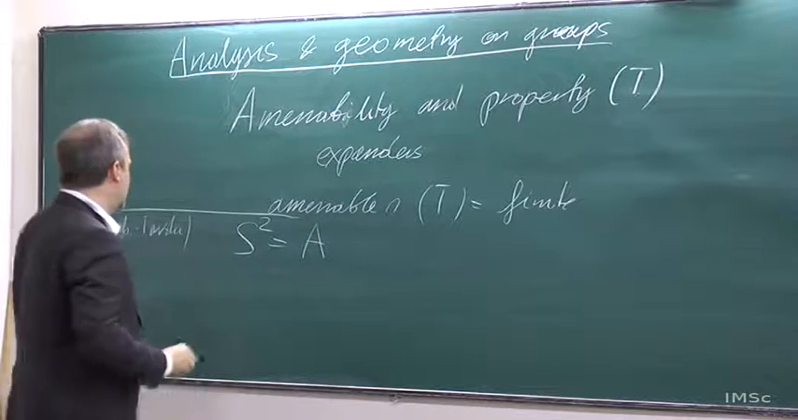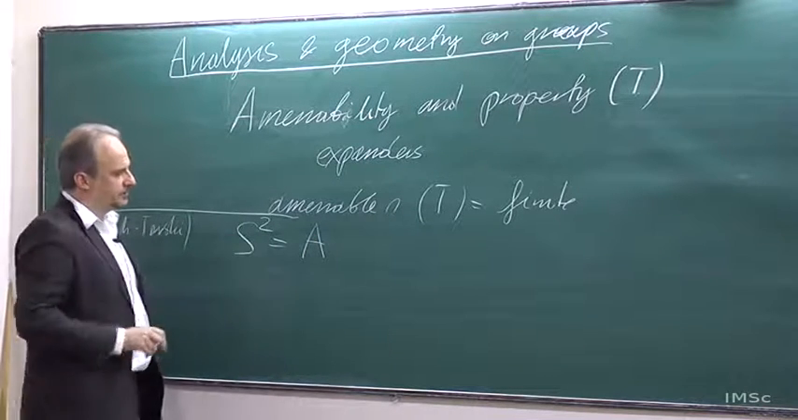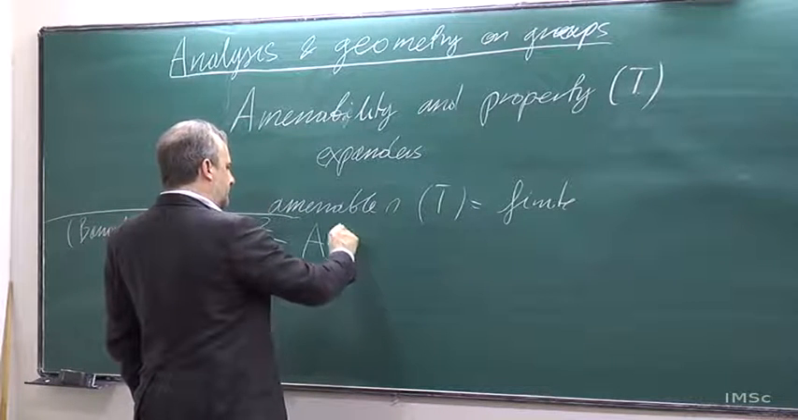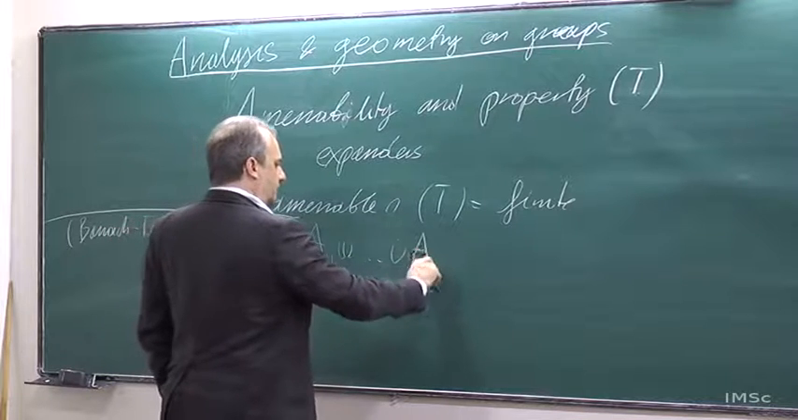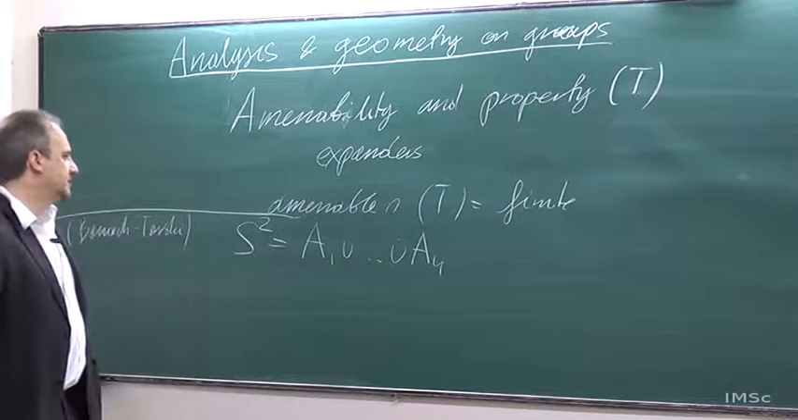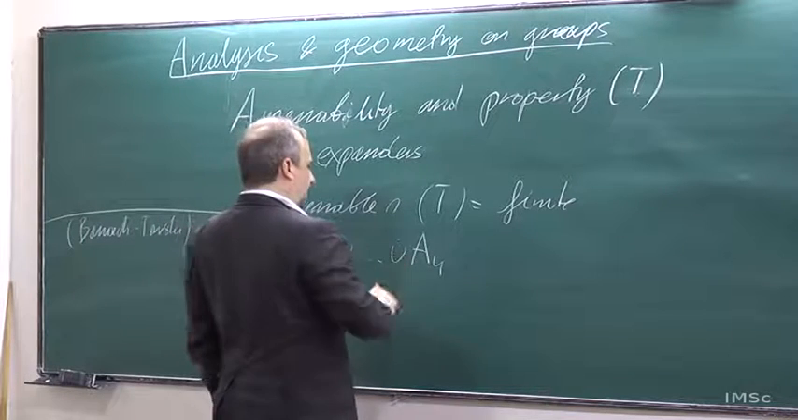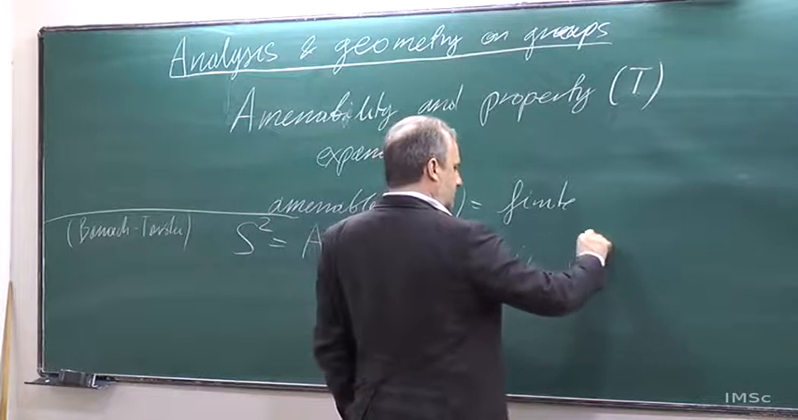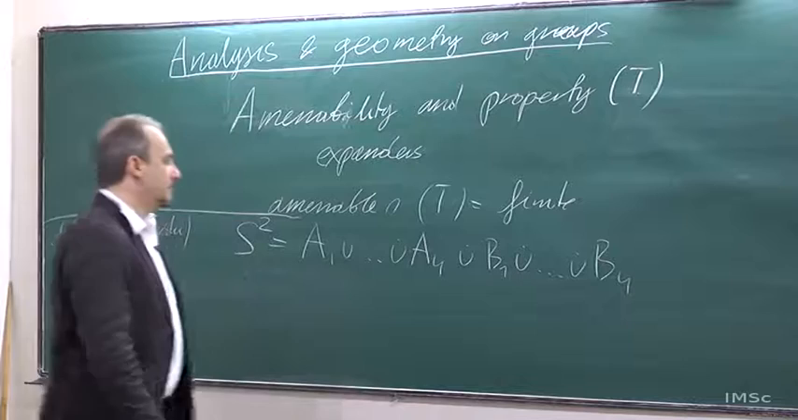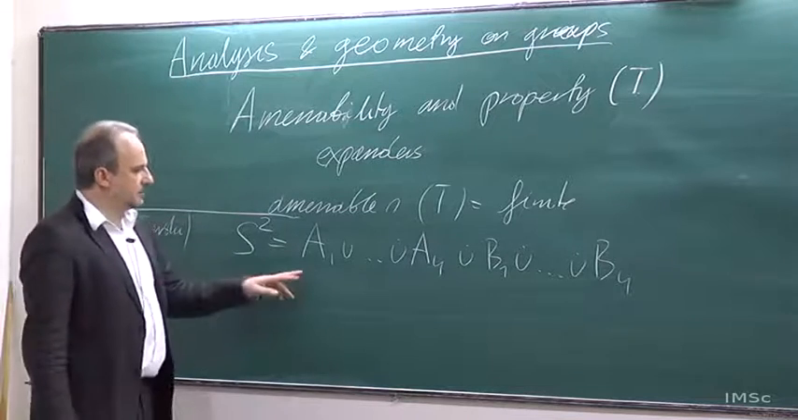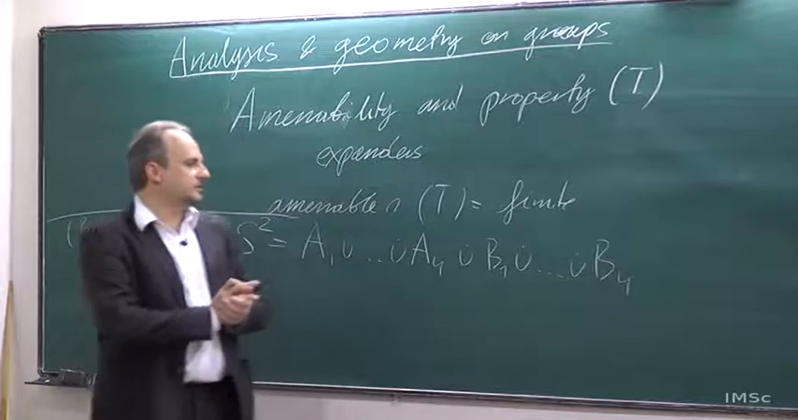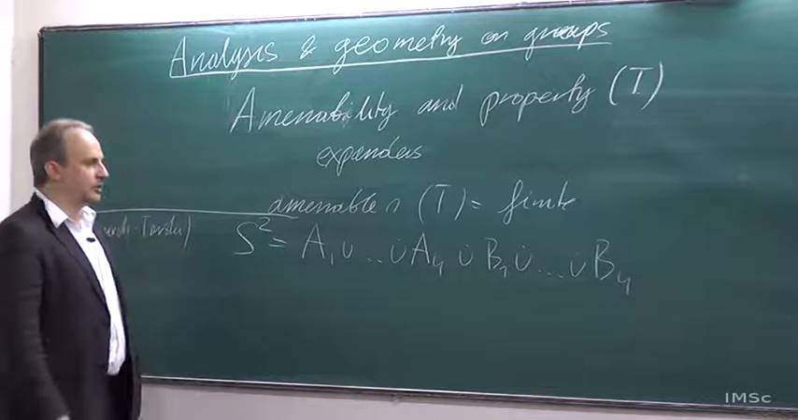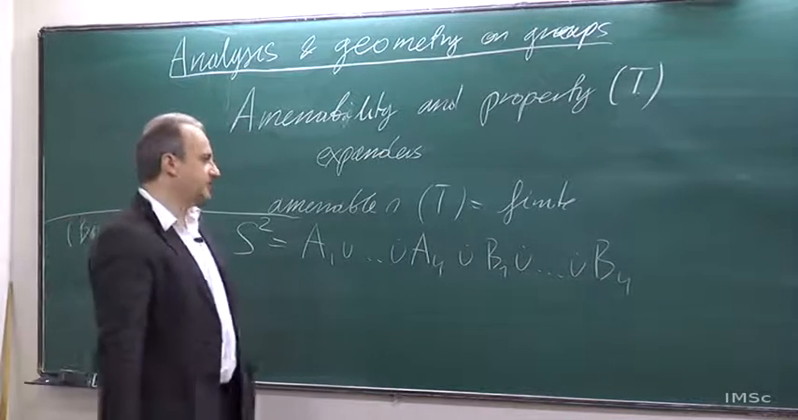So S2, the two-dimensional sphere, is a disjoint union of 8 subsets, which we'll call A1, ..., A4, B1, ..., B4, and rotating, using rotations, out of these 8 subsets we can actually get 2 copies of the same sphere.